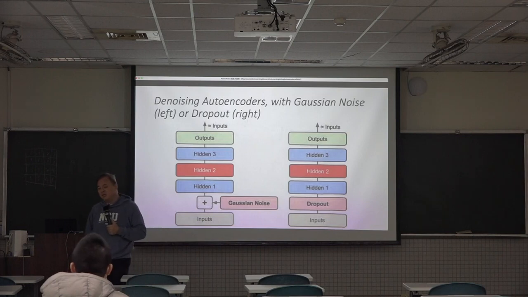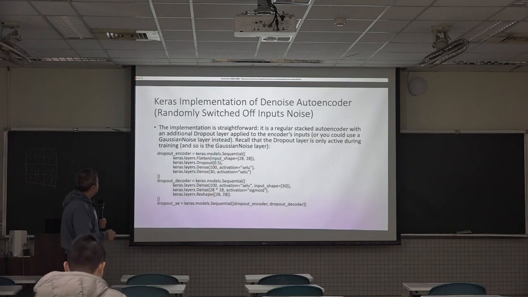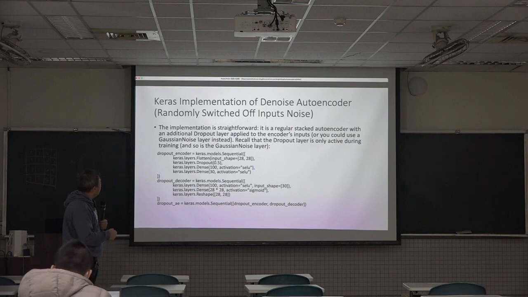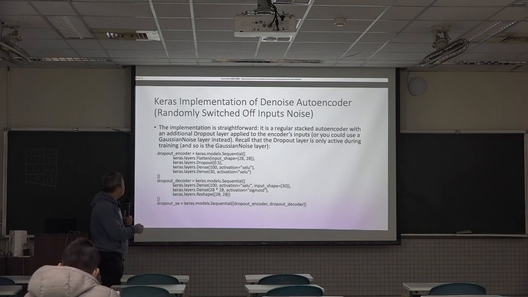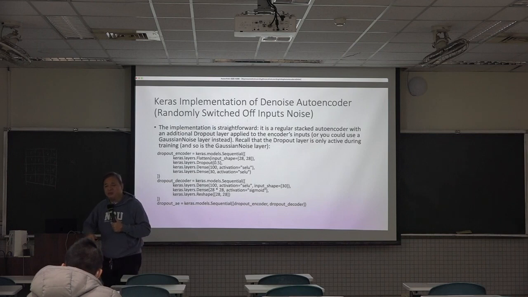Like we can impute the data. Okay, so here is one of the examples of the denoising autoencoder, and here we use randomly switched-off input noise. This one works with Fashion MNIST. So you can see that here we have the flattened input, and we apply the dropout. The dropout rate is 0.5, so half of the inputs will be turned off at random, right? Because the dropout rate is 0.5.